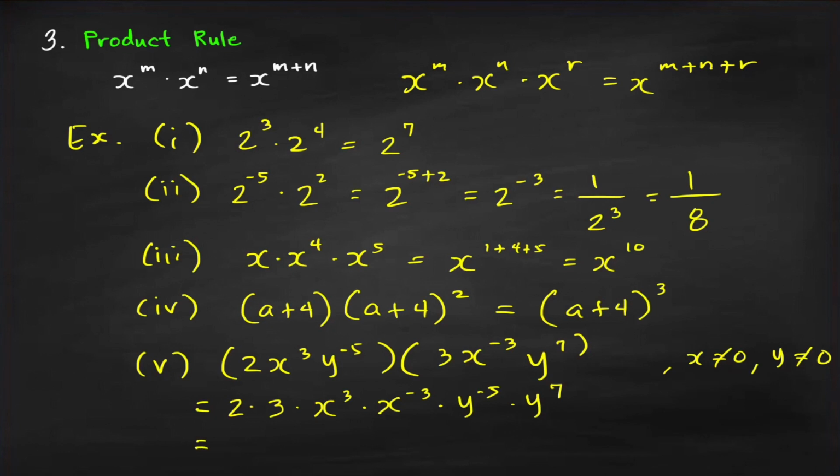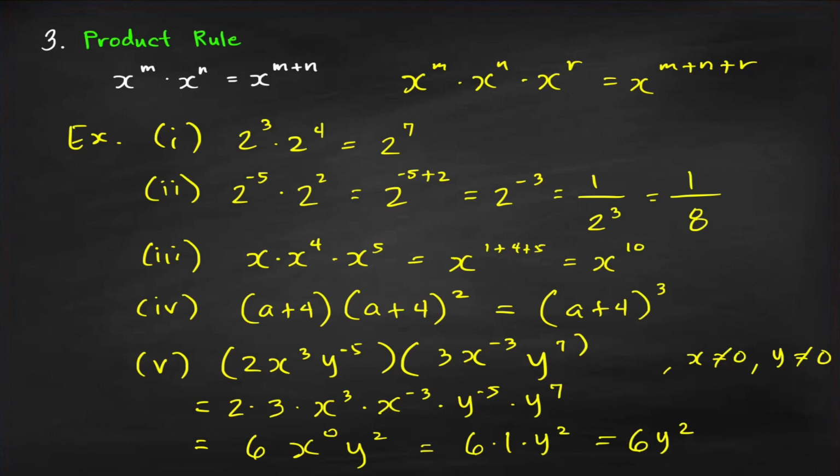So here 2 times 3 is equal to 6. We apply the product rule here. So same base, x, 3 plus negative 3 is 0. And then we have here y raised to negative 5 plus 7, so that is positive 2. But when the base is not equal to 0, x raised to 0 is equal to 1. So this is 6 times 1 times y squared, which is equal to 6y squared.